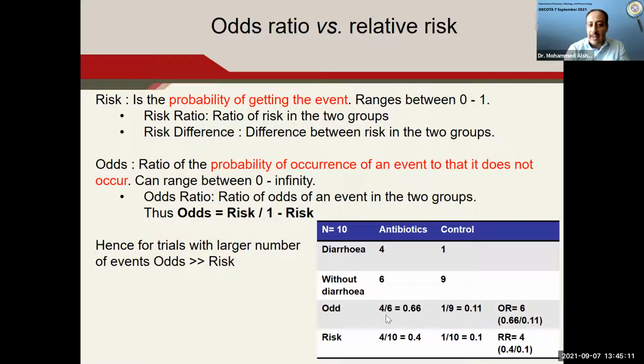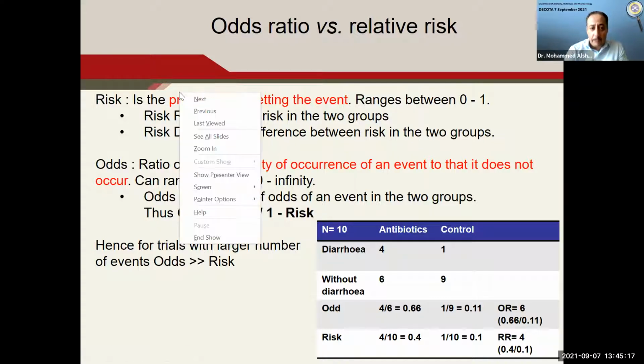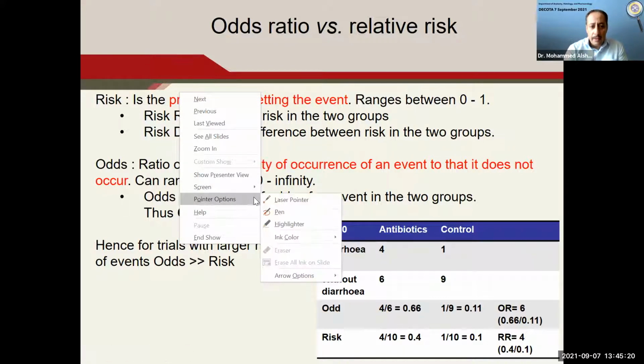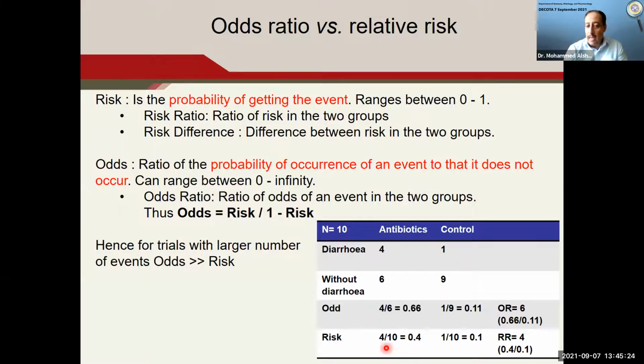So what is the risk? How to calculate the risk, or what's the definition of risk? It's the probability of getting the event from overall. So the risk here, if we want to calculate the risk, it's 4 over 10, because it's the probability of getting the event from overall the sample size. So the risk here is 0.4. So it ranges between 0 to 1. Does it make sense to you?